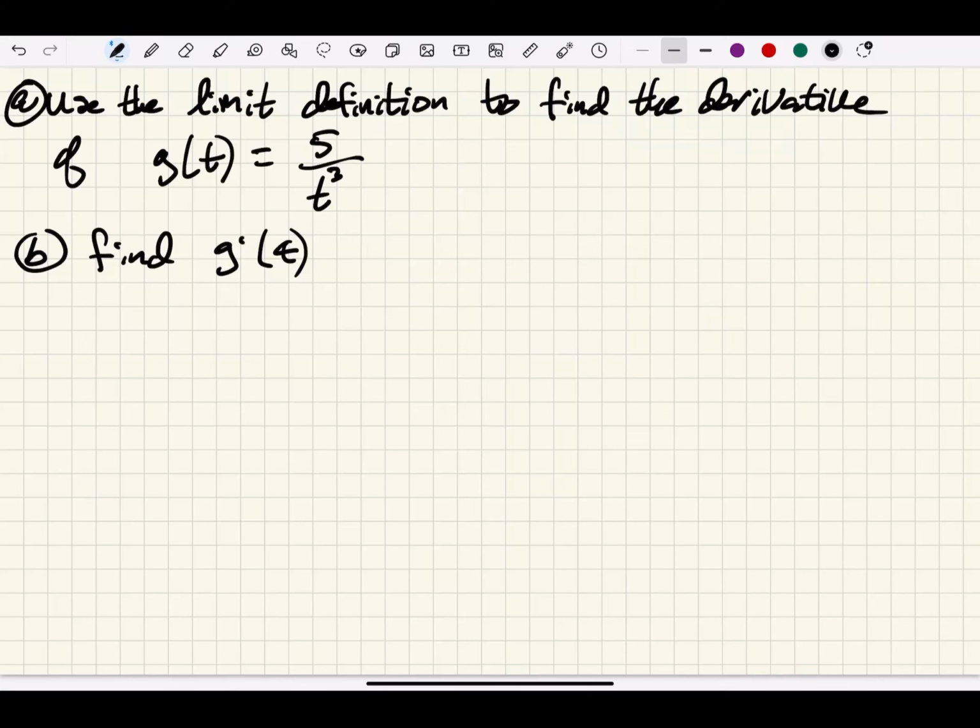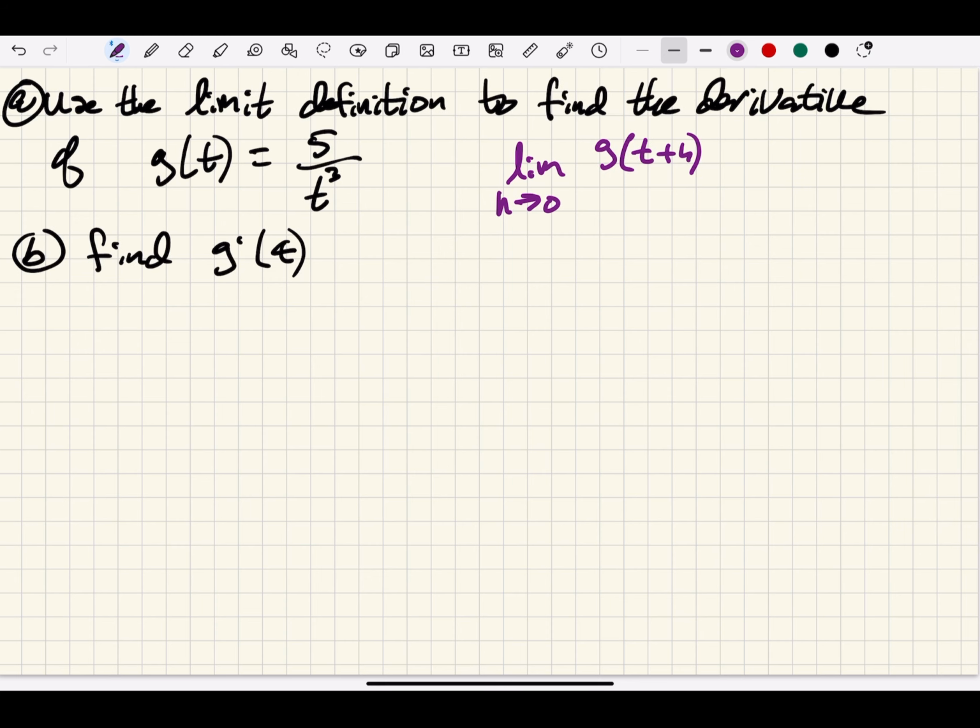Use the limit definition to find the derivative of g of t equal to 5 over t cubed. Then find g prime of 4. The limit definition says that we should find the limit as h goes to 0 of g of t plus h minus g of t divided by h.